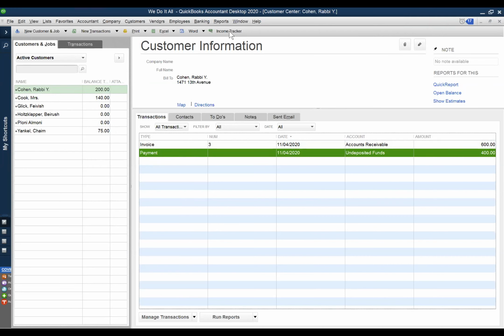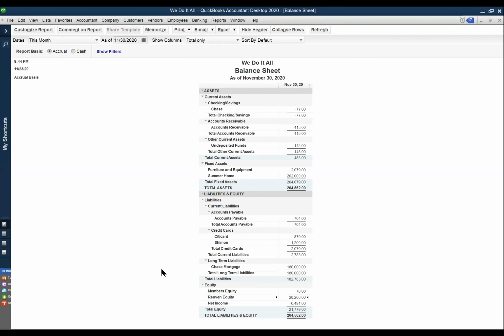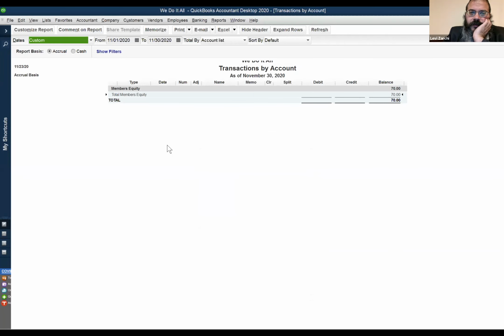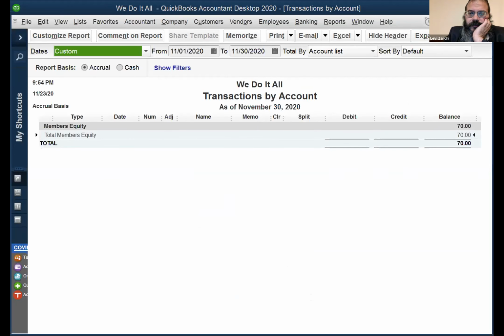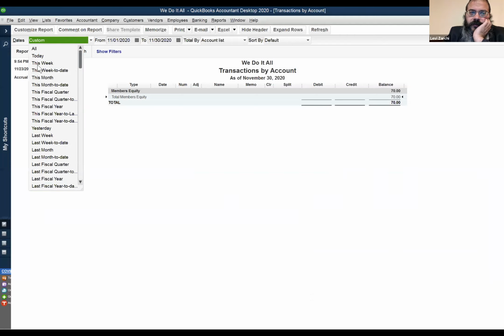Let me go back, maybe the balance sheet will be okay if I did this. I'm gonna do balance sheet. Reports, company and financial, balance sheet for this month. Members equity is 670. So you're still off by 540. Let's see. No, you have $600 too much. So double click on the 670. Yeah, double click on 670 and check the date, like I asked you before. It's going to show you where it's coming from.